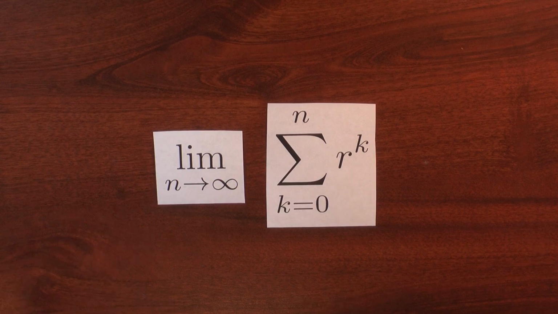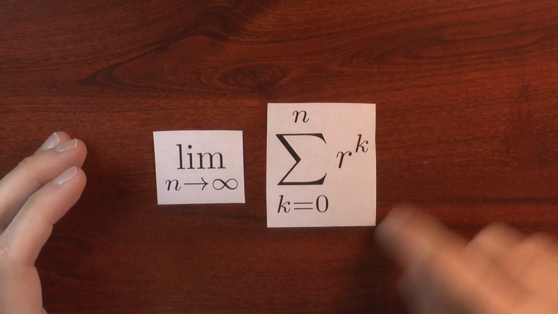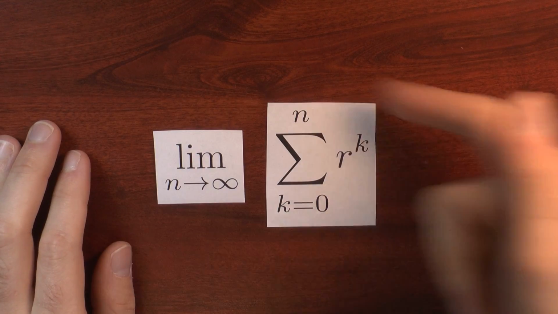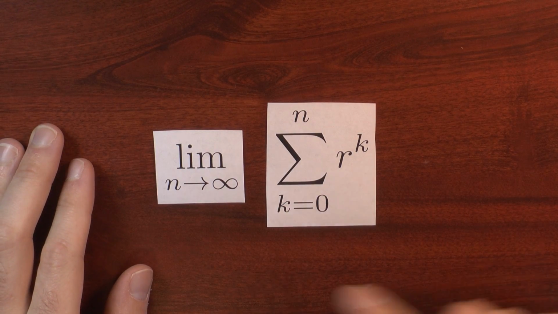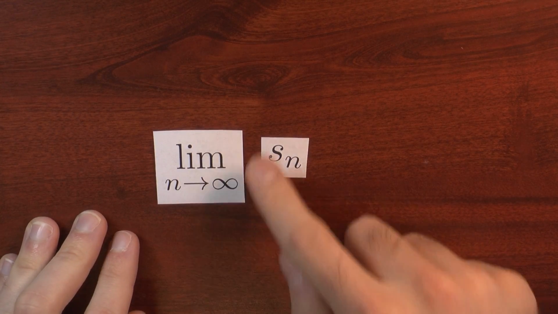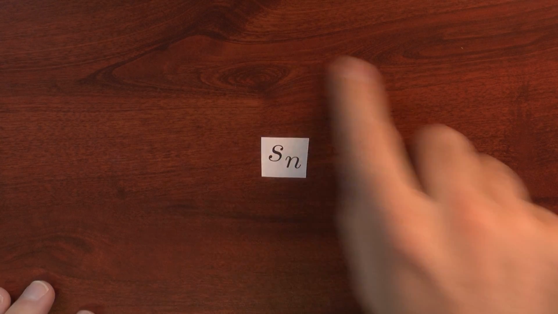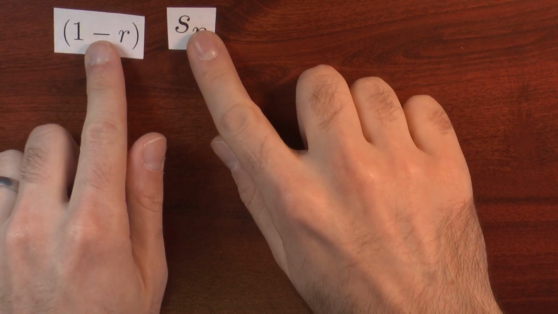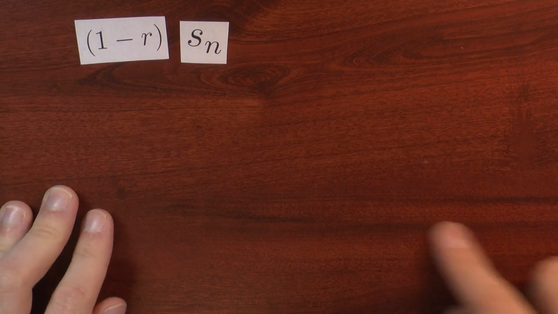I want to compute the limit of that sequence. So I really want to compute the limit of the nth partial sum. And if I can compute this limit, then I've computed the value of the geometric series. I've been calling this nth partial sum S sub n. So to compute the limit of S sub n, the first thing to do is to get a better handle on S sub n. And the trick for doing that is to multiply S sub n by 1 minus r.